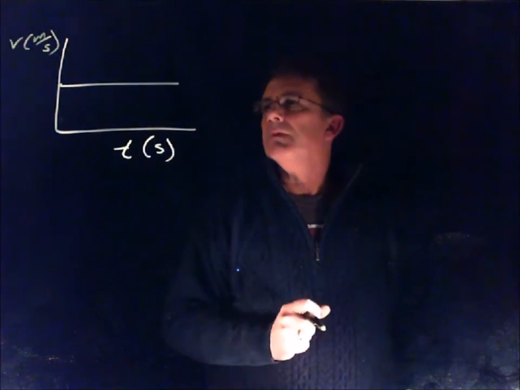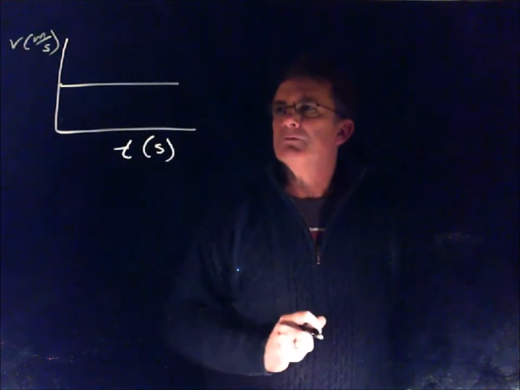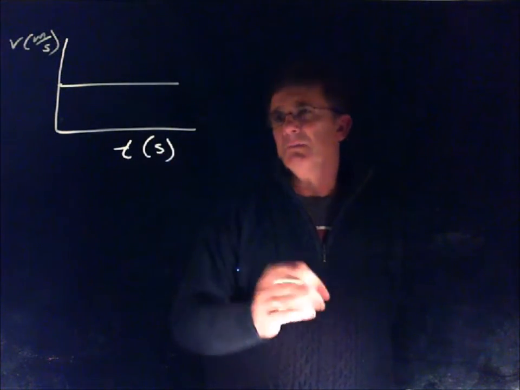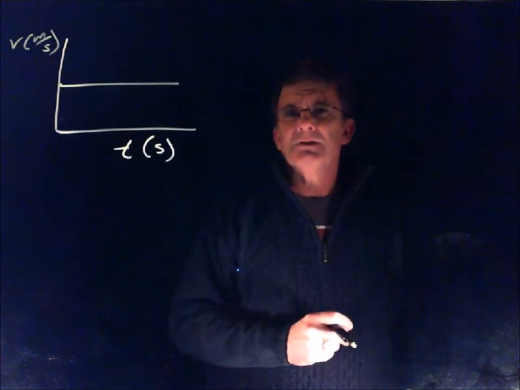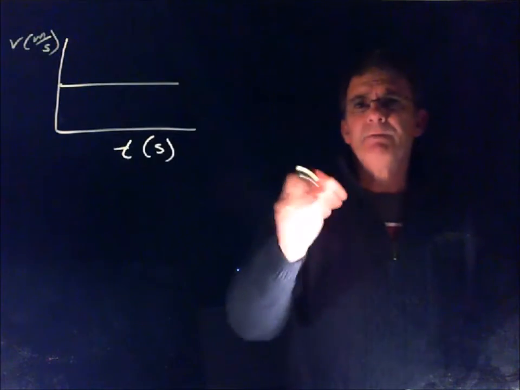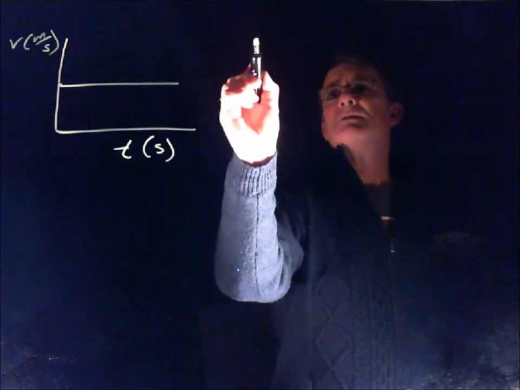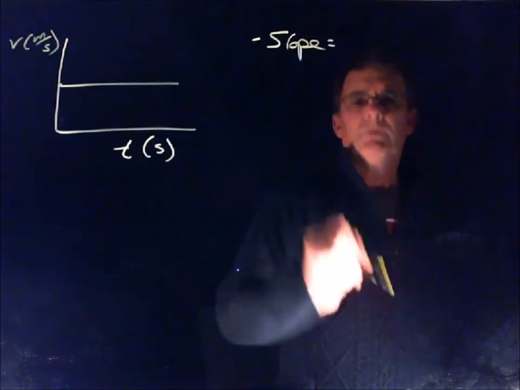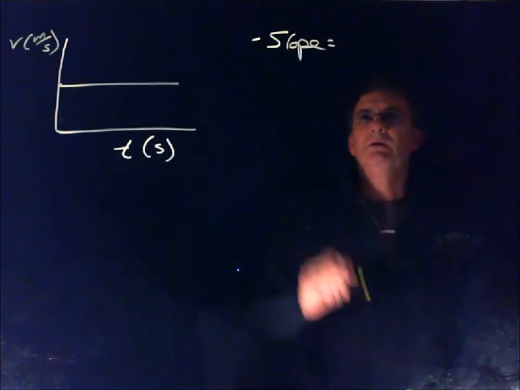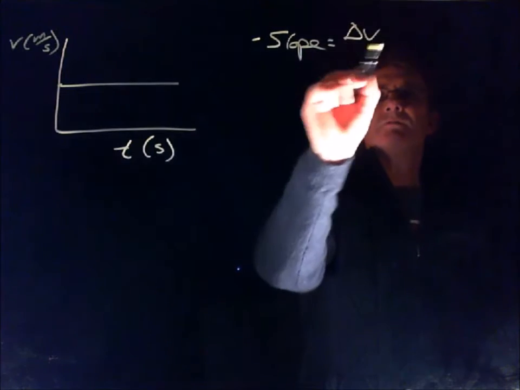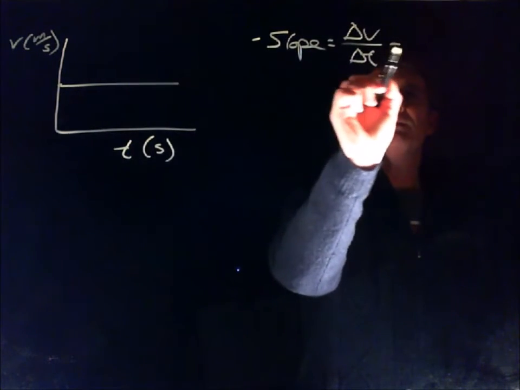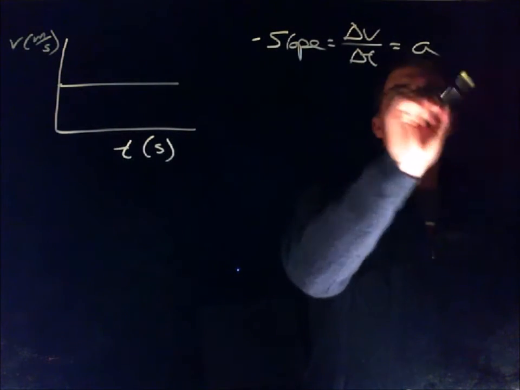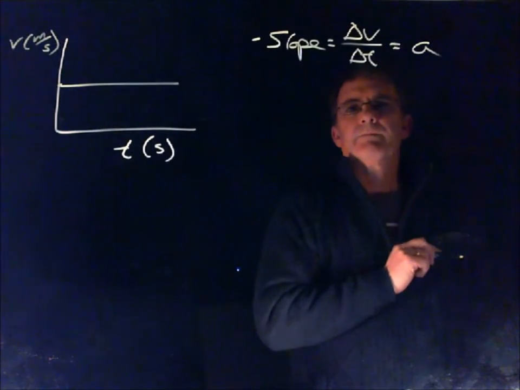We're going to do the same thing. This is how fast an object is moving as a function of time. Now, it's pretty clear it's moving at the same speed, but let's look at the process. Let's look at what the slope tells us. When we talk about rise over run, we're looking at change in velocity divided by change in time. Hopefully you recognize that as acceleration.